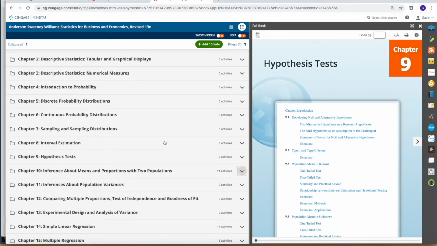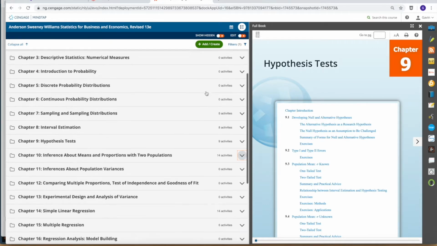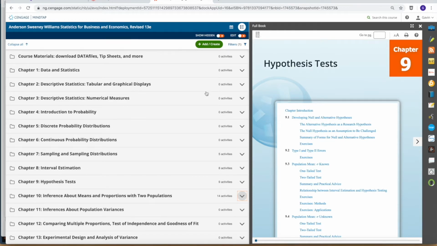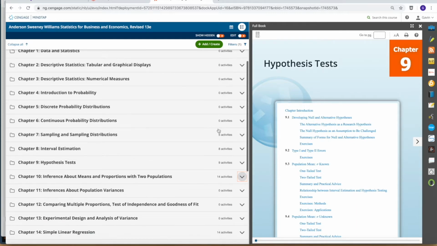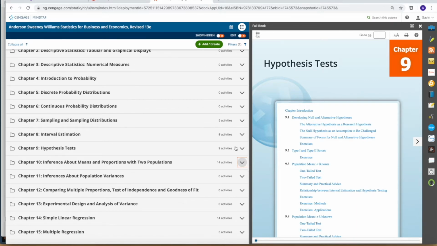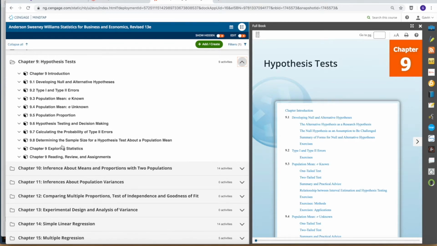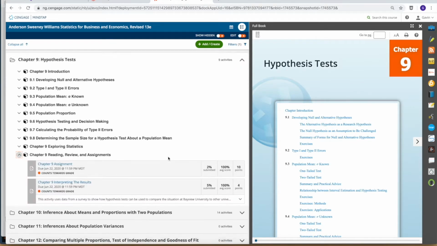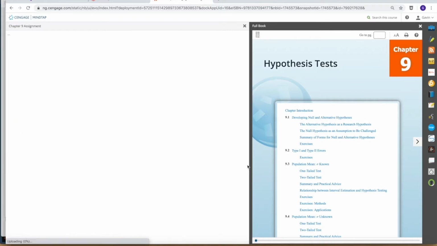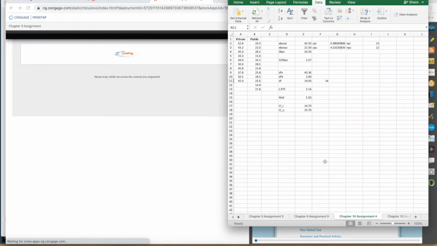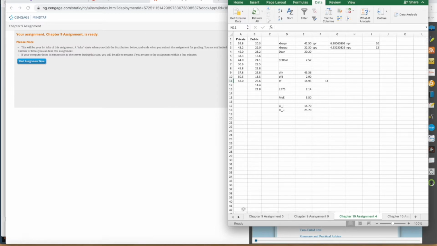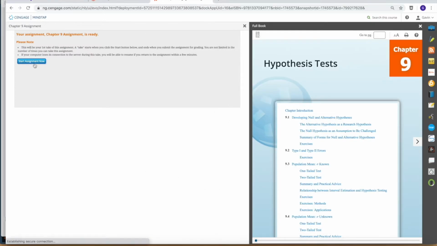All right, here we are in the MindTap homework, and I was going to show you 2 problems from Chapter 9 assignment and 2 problems from Chapter 10 to get you rolling on those. And I've tried to always pick a couple that should help you with other problems broadly. So in Chapter 9, I'm going to click in here. I'm going to go to Reading Review Assignments, Chapter 9 assignment. And let's start with Chapter 9 assignment number 5.